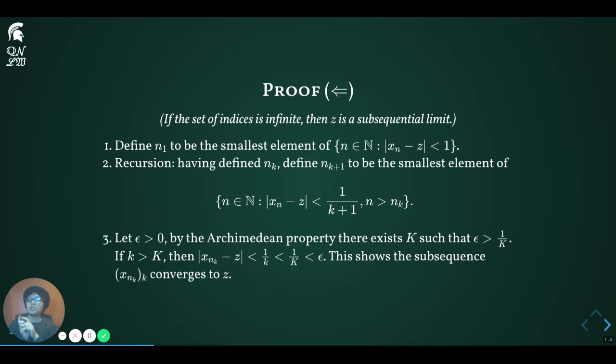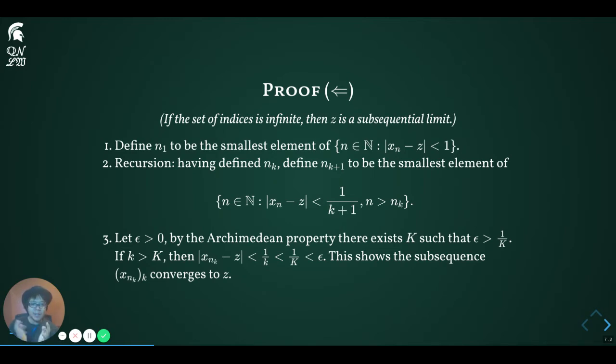What we will do is choose n sub 1 to be the first index for which x sub n is within distance 1 of z. We then pick n sub k recursively. Having picked n sub 1 through n sub k, to pick n sub k plus 1, we look at the set of all indices for which x sub n is within 1 over k plus 1 of z. We discard from this any indices which are less than or equal to n sub k, and we choose the first index from the remainder.